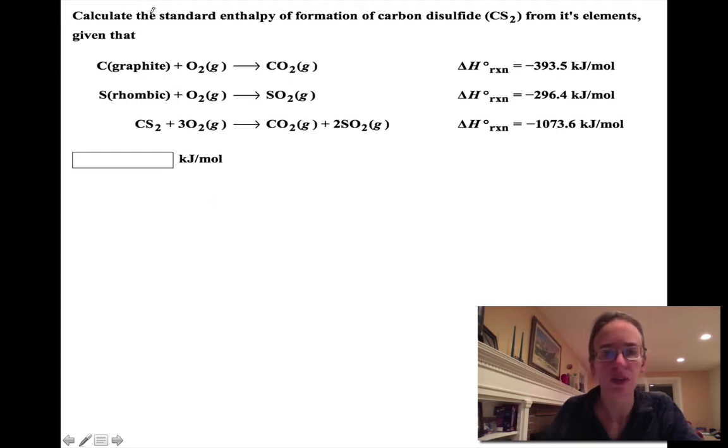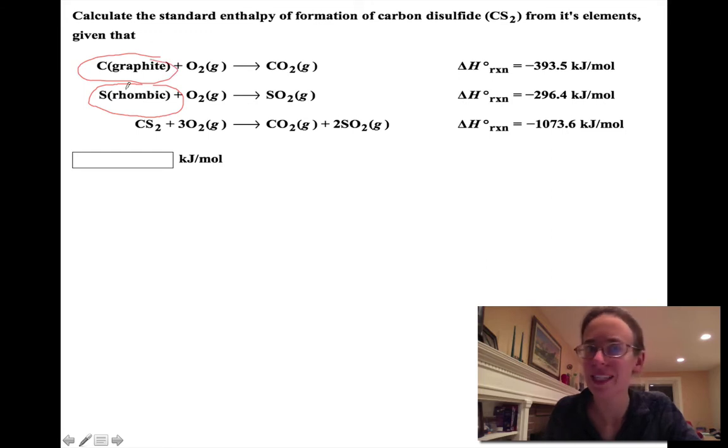I think usually when you've done these types of problems, you've been given a goal reaction. Well, here, the biggest hint I can give at the beginning that might solve the problem for a lot of you if you're having trouble is that you need to figure out that goal reaction yourself. And you want to use the constituent elements that you have information for. So you can define the formation of carbon disulfide in terms of carbon and sulfur.